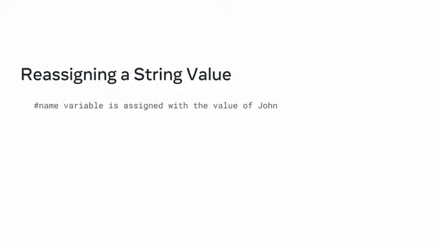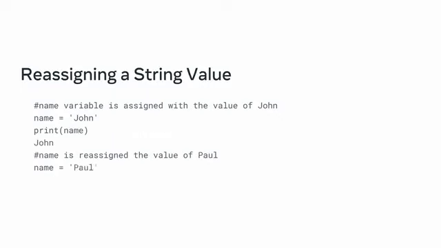If needed, you can reassign the value of a string. Say, for example, the variable name has a string value of John, but you want to change the value to Paul. This can be done simply by typing name equals Paul. Now, when you run print on name, this update should be reflected.